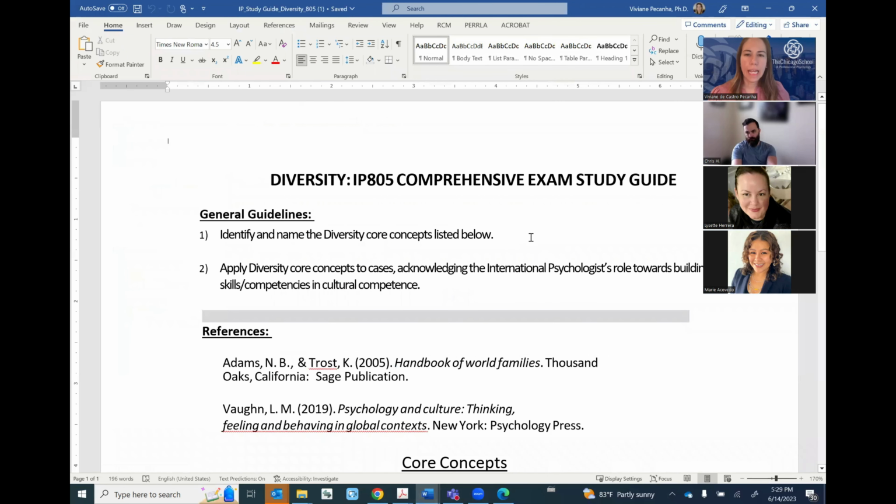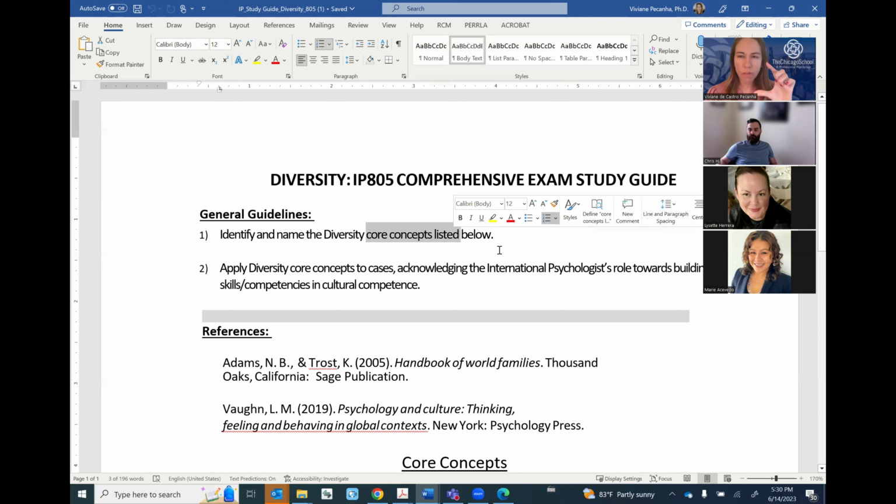Okay, so let's take a look at diversity. What will we basically be looking for? The majority of the focus will be on the application of the theories that you learn in diversity into specific scenarios. Although there may be a few questions that ask you to identify, name, or define the core concepts, the majority of the focus is on the application of the concepts.